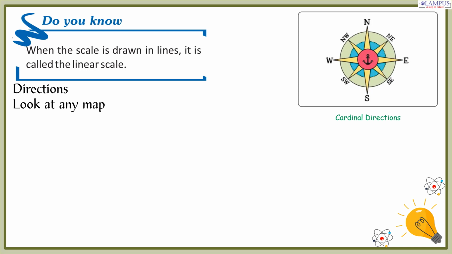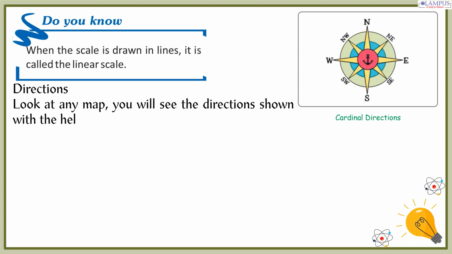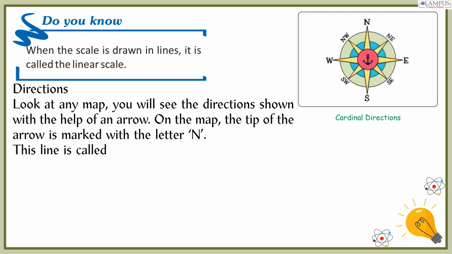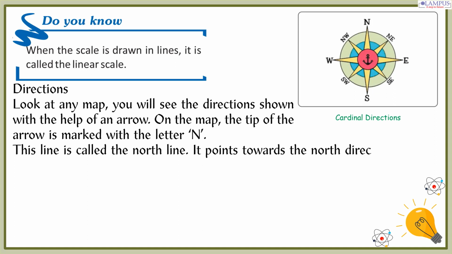Directions. Look at any map. You will see the directions shown with the help of an arrow. On the map, the tip of the arrow is marked with the letter N. This line is called the north line. It points towards the north direction. These are known as the cardinal points or directions.